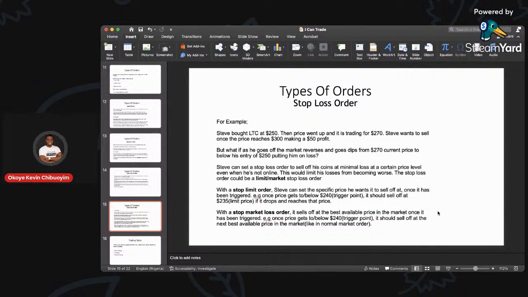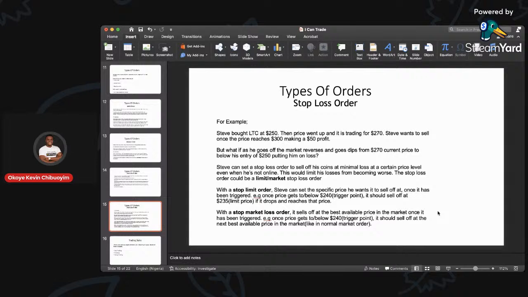So with a stop limit order, this guy can set the specific price. Remember what limit means. Limit means you are setting your own price. In this case, it's stop loss. So this guy bought with a market order, for instance. He has set his take profit with a normal limit order. Now, the stop limit is to secure his profit or limit his loss. So with a stop limit order, he can set the specific price he wants it to sell off at. Once it has been triggered, for instance, he says that if the price keeps falling from 270, falls to 250, and keeps falling, and gets to 240, the exchange should prepare to sell for him.